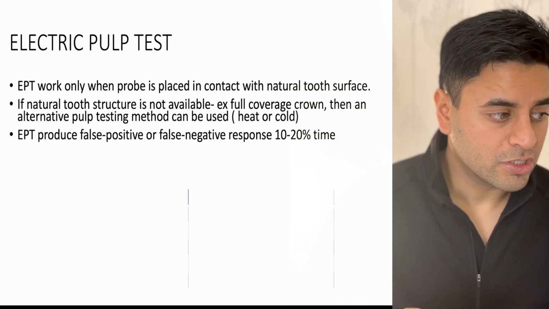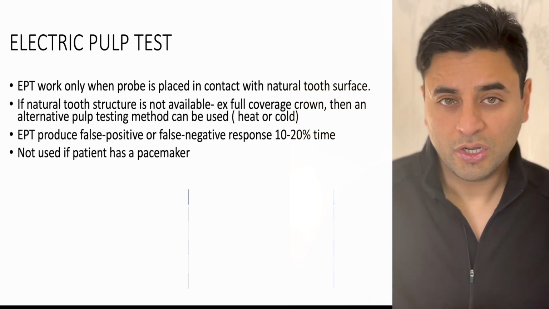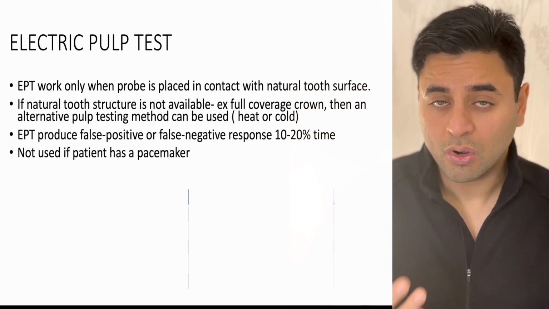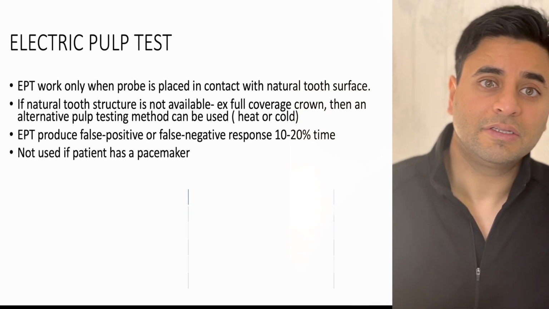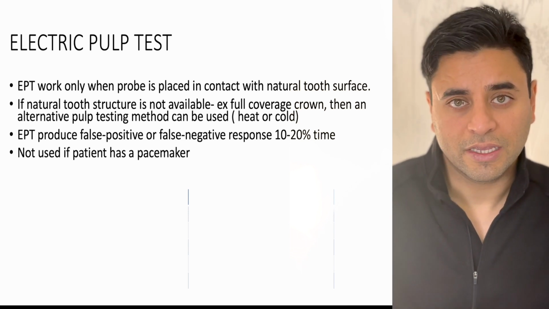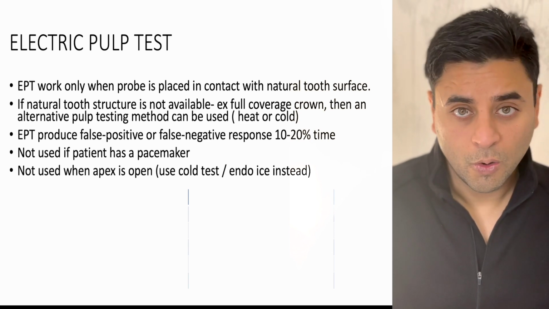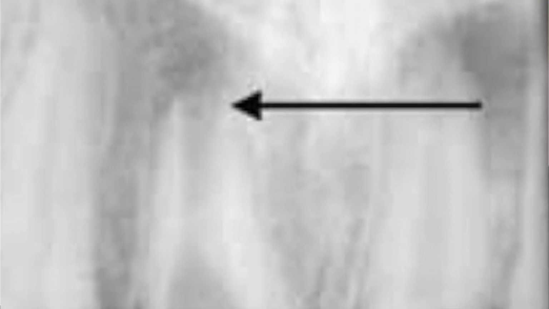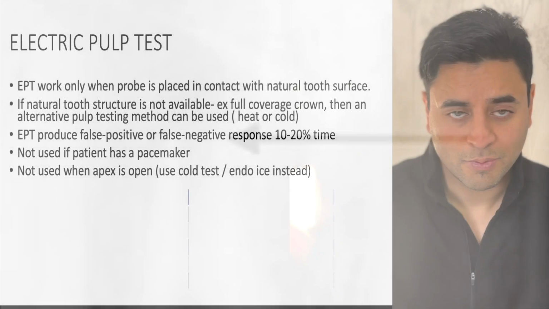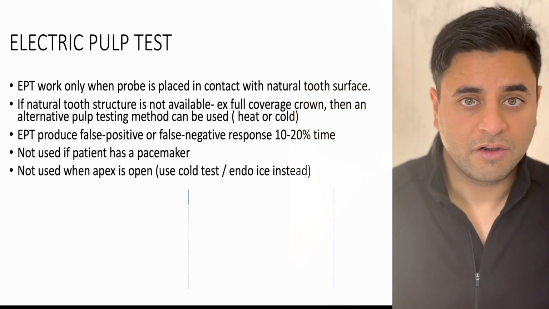EPT produces false positive or false negative response 10 to 20% of the time. And EPT is not used if the patient has a pacemaker. Like the new generation EPTs are safer, but for the sake of exams, try to remember that if the patient has a pacemaker, then we avoid using electric pulp tester. Do not use when apex is open. If the patient is a young patient and the apex is completely open, still in the growing phase, then we do not use EPT. It does not give us a correct response. Rather we use a cold test or endo ice with cotton pellet to confirm the diagnosis.